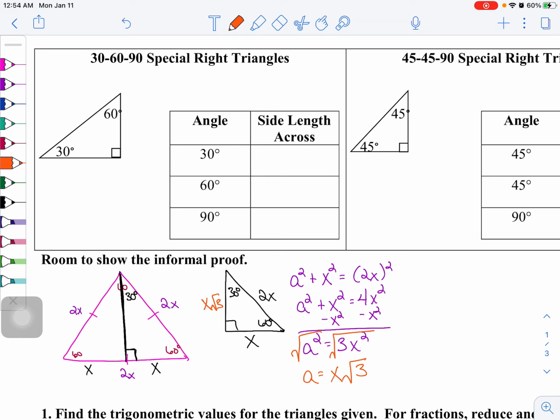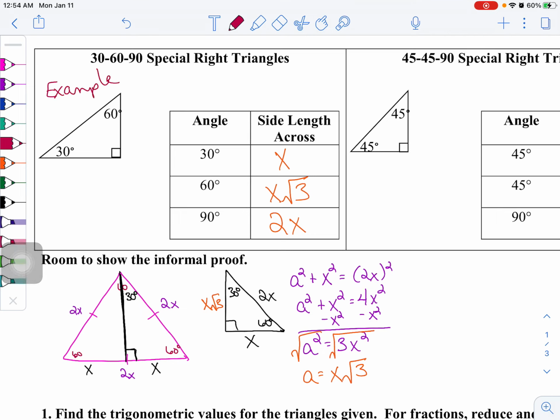So your ratios for 30, 60, 90. The side across from the 30 is always x. The side across from the 60 is always x times root 3. And the side across from the 90 is 2x. So what this means for us is I'm going to turn this little triangle here into an example.